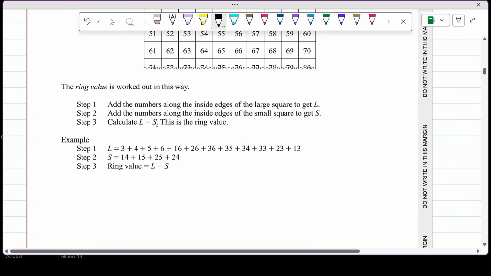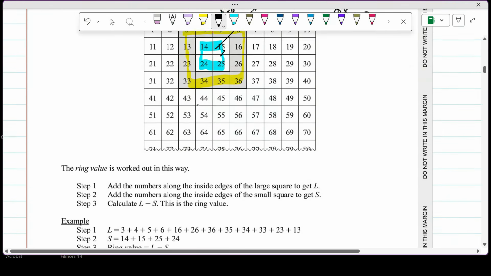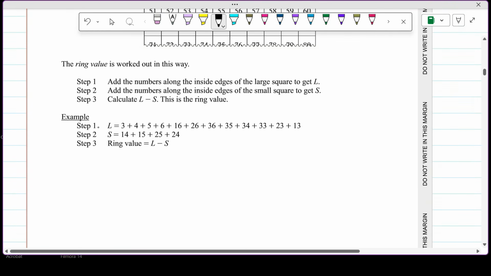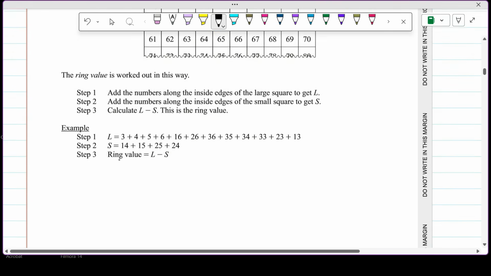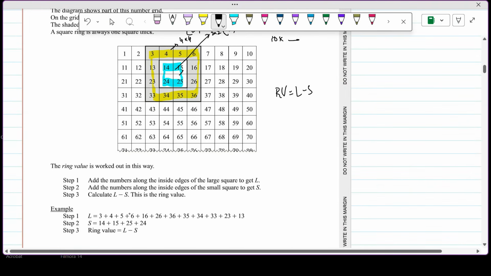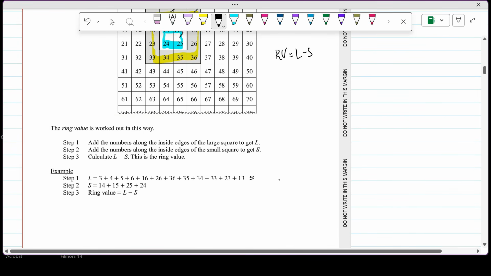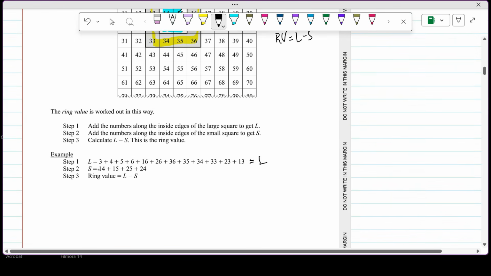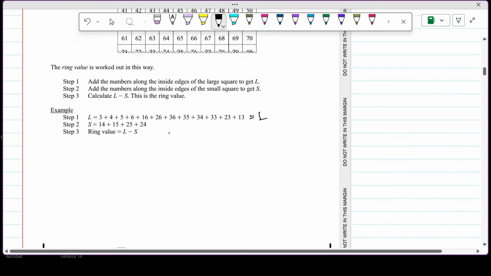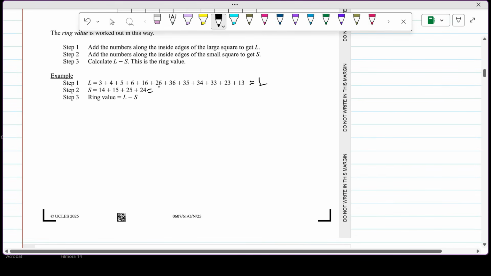Step 3: calculate L minus S. This is the ring value. So the ring value is equal to L minus S. For example, L is the sum of the values of the large square: 3 plus 4 plus 5 plus 6 plus 16, then 26, 36, 35, 34, 33, 23 and 13. Similarly, S is the sum of the small square values 14, 15, 24 and 25. When we subtract S from L, we get the ring value.